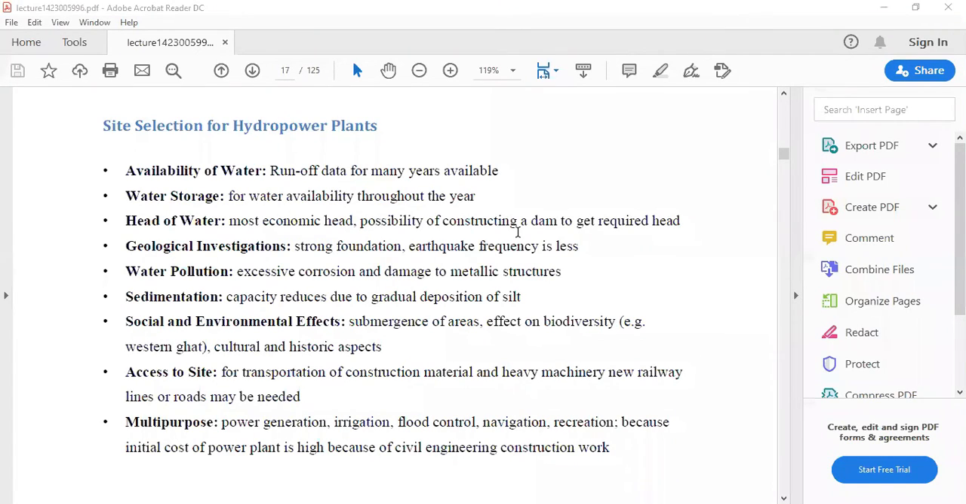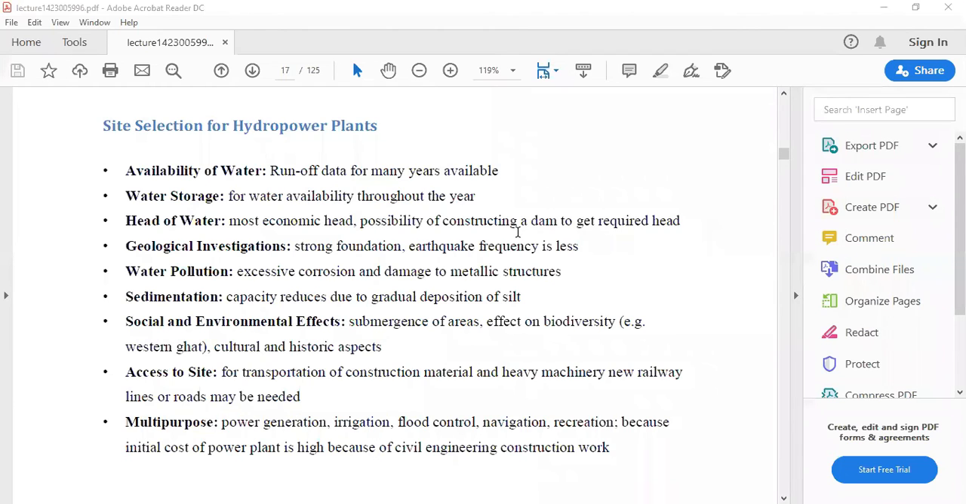Then about water pollution, excessive corrosion and damage to metallic structures. If the water stored in the reservoir of the dam is polluted, then it might impact the metallic structure of the power plant, as well as any part of the hydroelectric power plant. Then sedimentation, where capacity reduces due to the gradual deposition of silt.